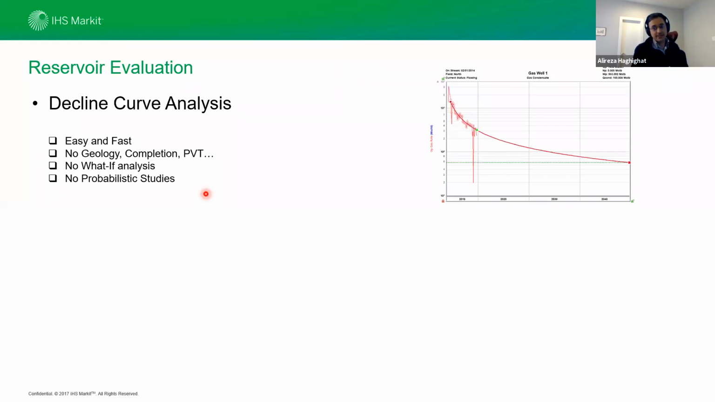However, it has some drawbacks. If you want to perform some what-if analysis, you cannot do it with decline curve analysis. Let me tell you what I mean by what-if analysis. For example, what happens if you change your tubing size? What happens if you start injecting into the reservoir? What happens if you change your completion design? You cannot answer these questions with decline curve analysis. And as I will explain later, sometimes there is uncertainty in decline curve analysis. You need to consider a probabilistic study to understand these uncertainties. With decline curve analysis, you cannot do that.